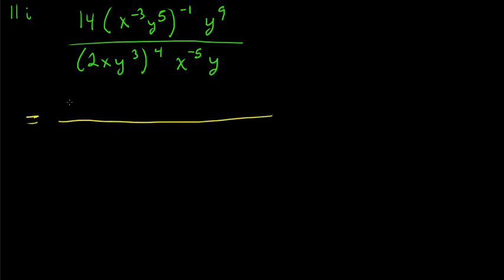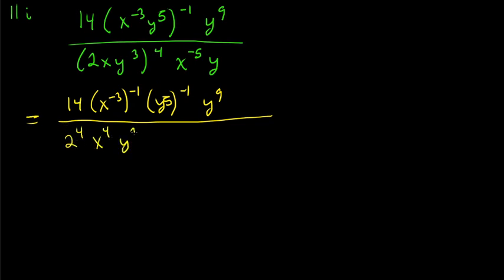The 14 is on the outside, right? So 14, we leave that alone. Then in the parentheses, we get x to the negative 3 to the negative 1 times y to the 5 to the negative 1 times y to the 9. We leave that alone, right? In the denominator, we distribute the 4. So 2 to the 4 times x to the 4 times y cubed to the 4. And then we have x to the negative 5 times y. Right, so far so good?